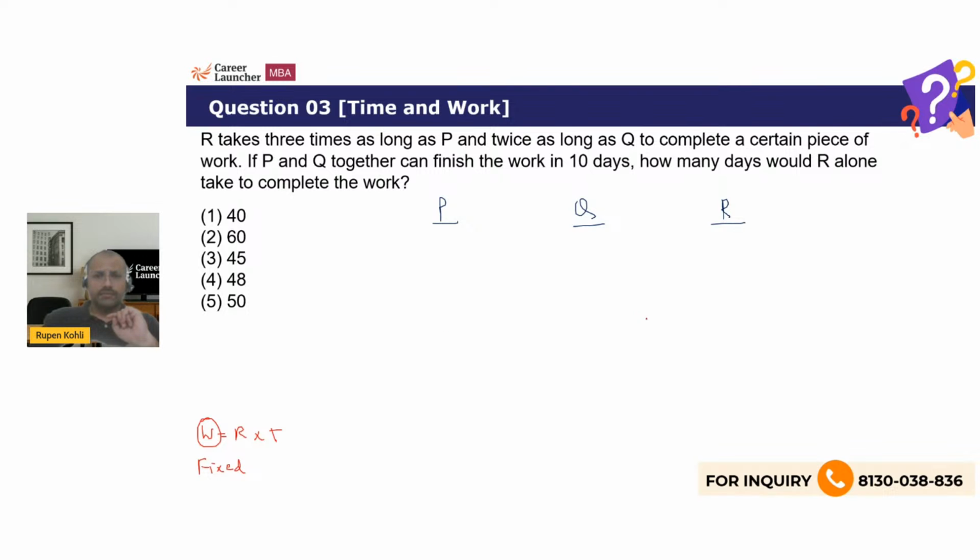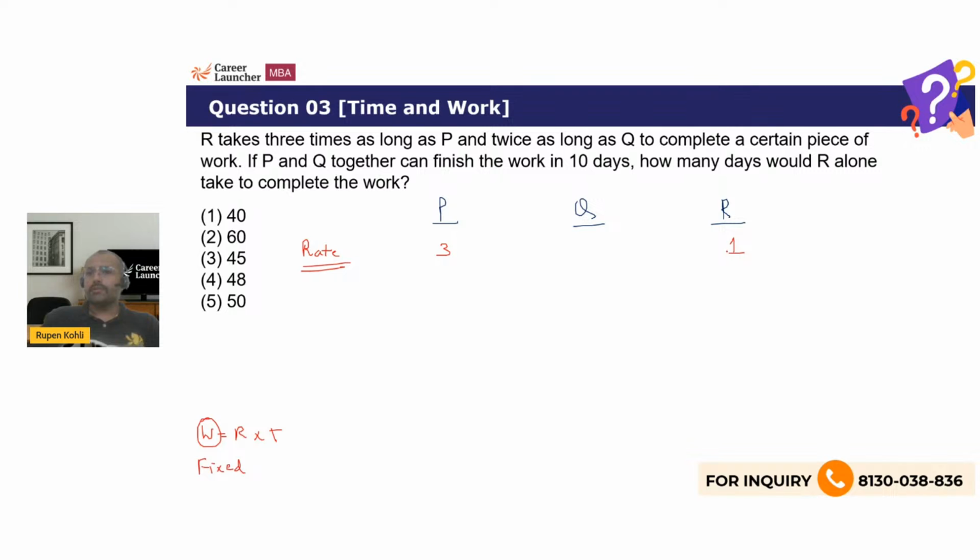R takes 3 times as long as P to finish a certain work. So for the same work, the ratio of time taken is 3 to 1. So flip it around, the ratio of rate should be 1 to 3. If R is taking thrice that time, R's work rate is 1/3 of P. Or put it the other way around, P's work rate is thrice of R. That's inverse variation. So 3:1 is the ratio of their work rates. So rate or efficiency, 3:1 is the ratio.